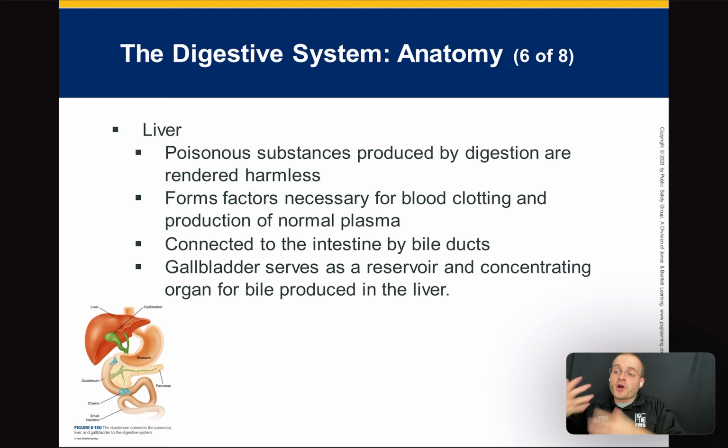It's processed in the liver and then it goes out through the liver into the heart and then through the rest of the body. So the liver really serves as a detoxification organ. It does a lot of detox. It processes a lot of materials.